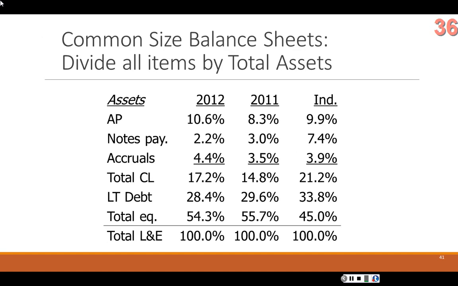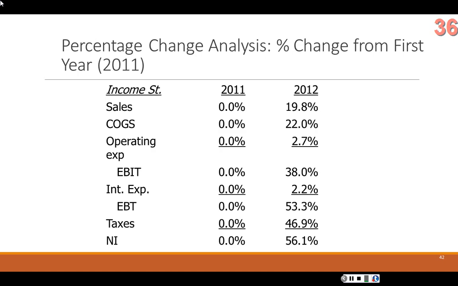So we can continue. This is still dividing all items by total assets. And we can look at things by change, so we can see the percentage change in items from one year to the next. So sales have increased 19.8%, cost of goods sold has increased 22%, operating expenses have increased 2.7%. Net income increased 56.1%. So the company has become more profitable.